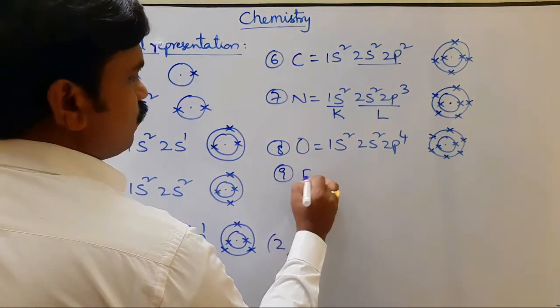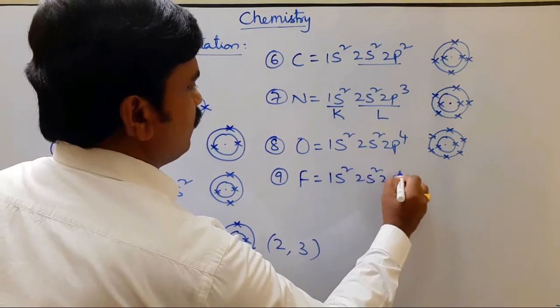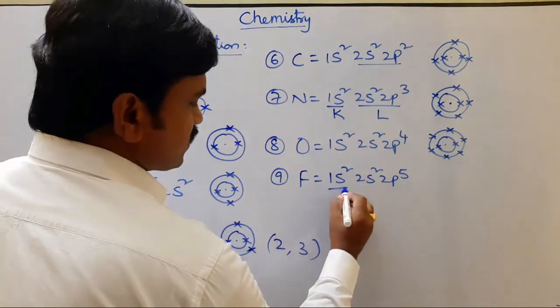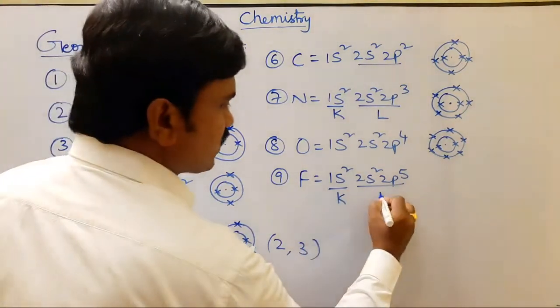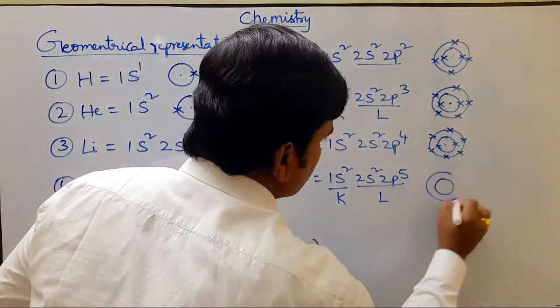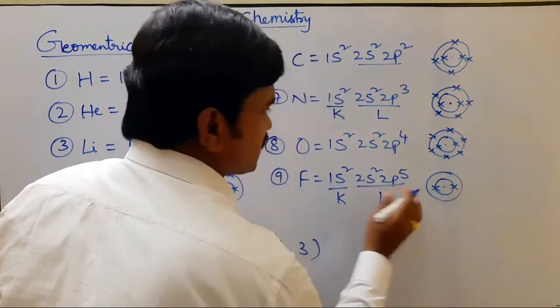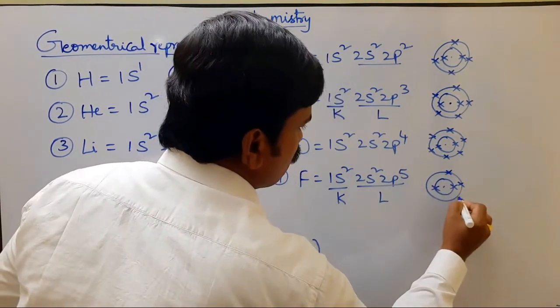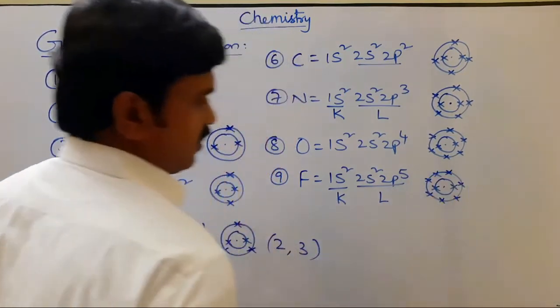Next one is fluorine. 1s2, 2s2, 2p5. First shell has 2 electrons, that is K shell, and second shell has 7 electrons, that is L shell. First shell has 2 electrons and second shell has 7 electrons. 1, 2, 3, 4, 5, 6 and 7.